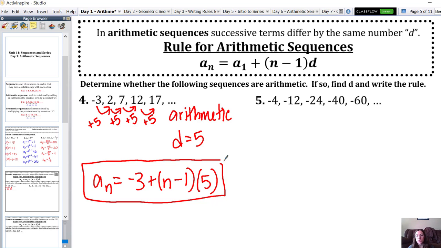In number 5, let's check and see if it's arithmetic. To get from -4 to -12, we would have to subtract 8. To get from -12 to -24, we would have to subtract 12. These are already different numbers, so this one is not arithmetic.